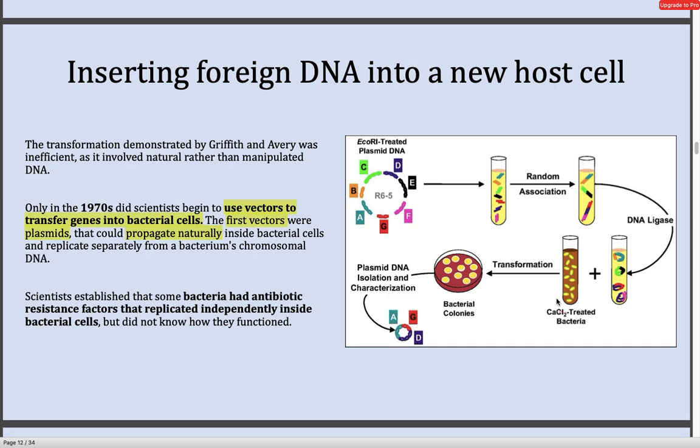From this as well, what they realized was that some bacteria had antibiotic resistance factors. This is again something that you learned last semester as well. When you have something like an antibiotic resistance factor and you introduce it into a different cell, that cell will then also have antibiotic resistance.